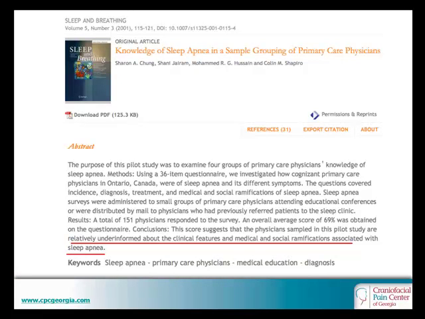But there's some literature here that we need to really look at, and this is the knowledge of our primary care physicians. In this paper, they basically sampled physicians and found that a lot of them were underinformed about the clinical features. When we talk about clinical features, we talk about maybe a retrognathic mandible, vaulted palates, physical features that you need to look for that may be suggestive of sleep disordered breathing. The stereotype: overweight, big neck, things of that sort.